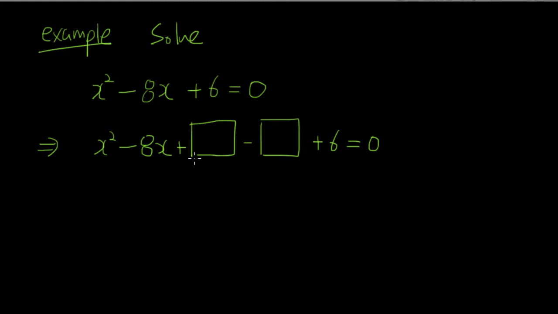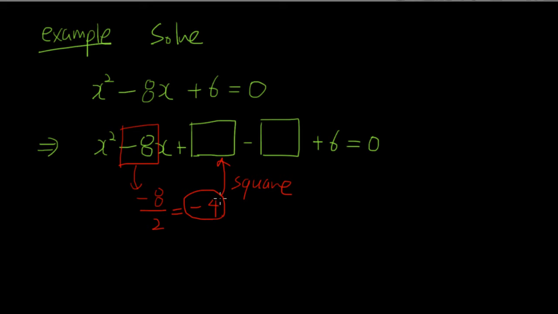Well, we're going to figure out what number we're going to put inside here. And as I told you, that number will be determined by this number, right? This number. So negative 8 is going to be what? It's going to be divided by 2. Is it always 2? Yes. Result is negative 4. Now, what do we do with this negative 4? We square it, square negative 4 and put it in.